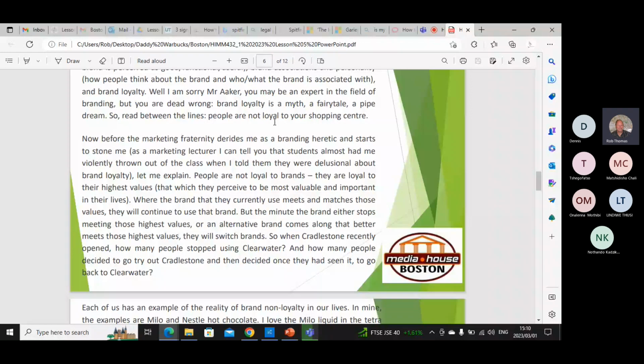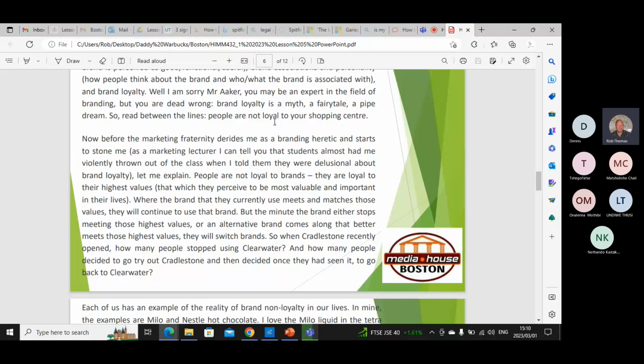Let me explain. People are not loyal to brands. People are loyal to their highest values, that which they perceive to be most valuable and important in their lives. When the brand that they currently use meets and matches those values, they will continue to use that brand. But the minute the brand either stops meeting those highest values or an alternative brand comes along that better meets those highest values, they will switch brands.